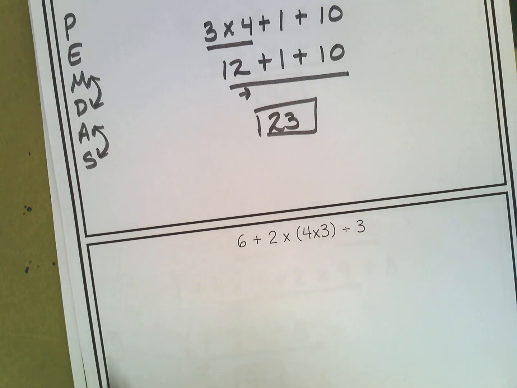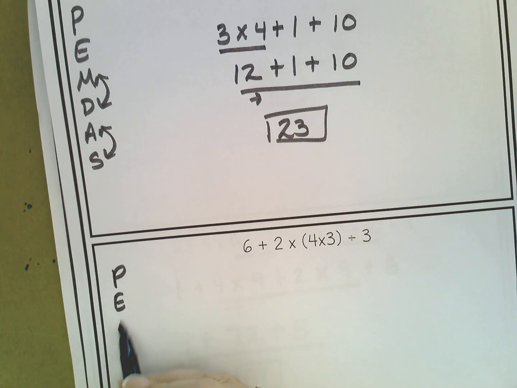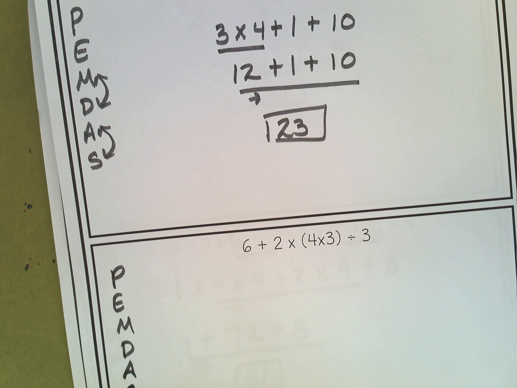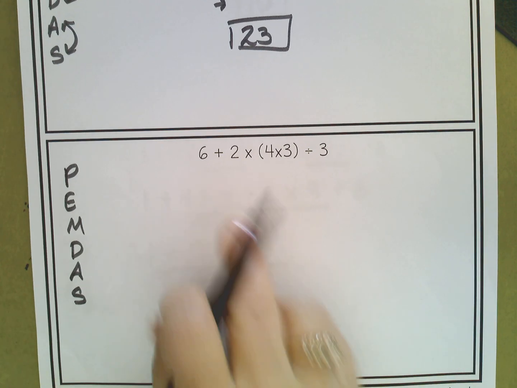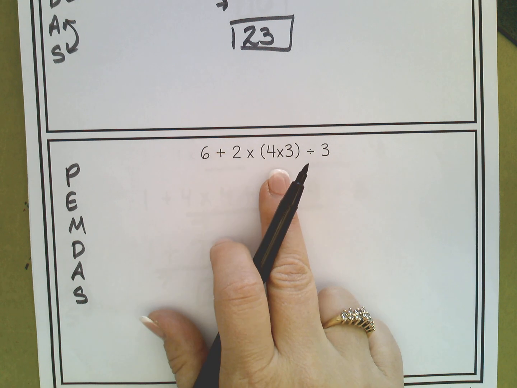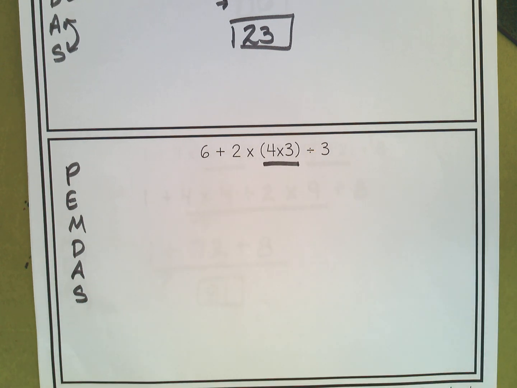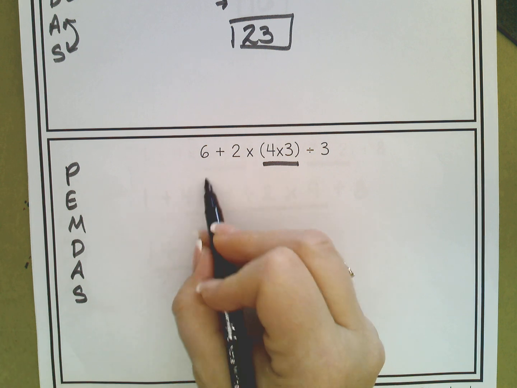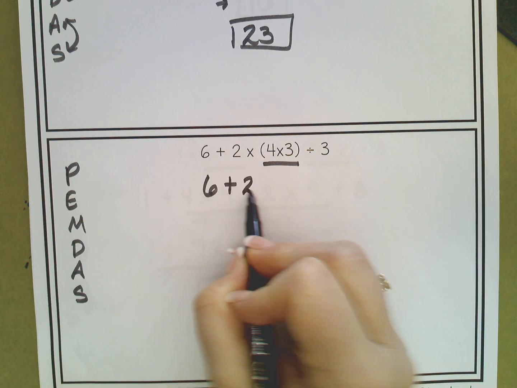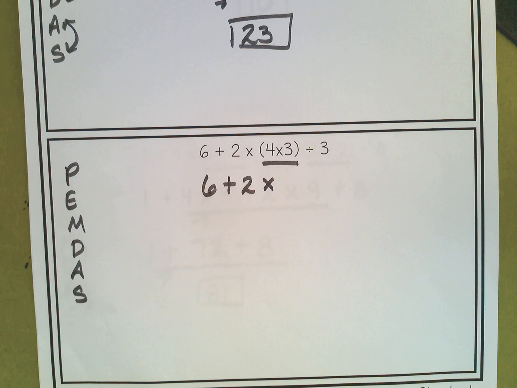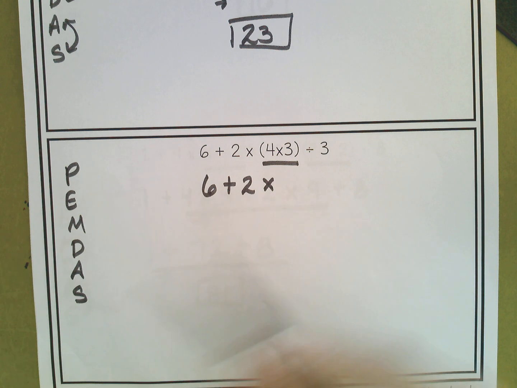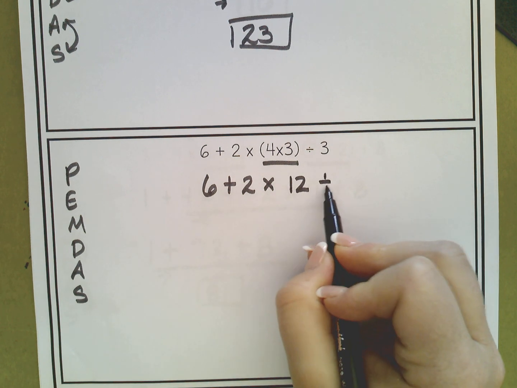All right, let's do the next one at the bottom. Another PEMDAS. All right, we've got 6 plus 2 times (4 times 3) in parentheses, divided by 3. Any parentheses? Yes, sirree. Let's rewrite the problem. 6 plus 2 times, what's 4 times 3? 12, divided by 3.